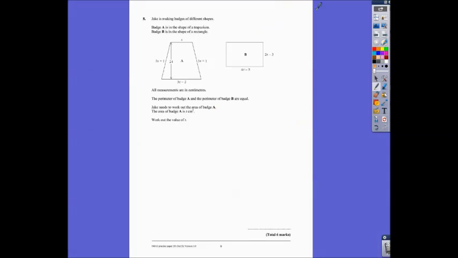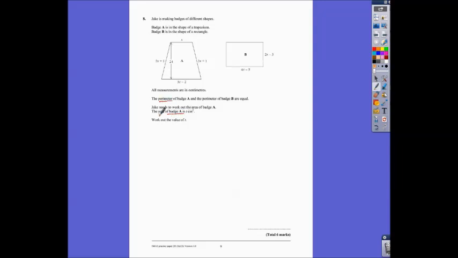So question 8, it says Jake is making badges of different shapes. Badge A is the shape of a trapezium, and badge B is the shape of a rectangle. It says all measurements are in centimetres, the perimeter of badge A and badge B are equal, and we need to work out the area of badge A. So we're working out area, but first of all we're going to be using perimeter.